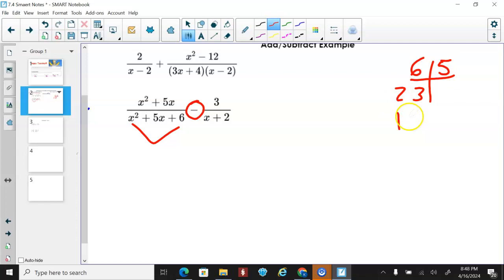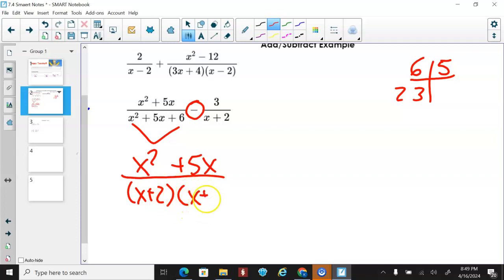Why is it not 1 and 6? Because then 1 will have to be negative. If I multiply it, it's not going to give me positive 6. But it has to be 2 and 3. So I'm going to rewrite it. I got x squared plus 5x in the first fraction, and this is going to be x plus 2 and x plus 3. Okay? Minus 3 over x plus 2.